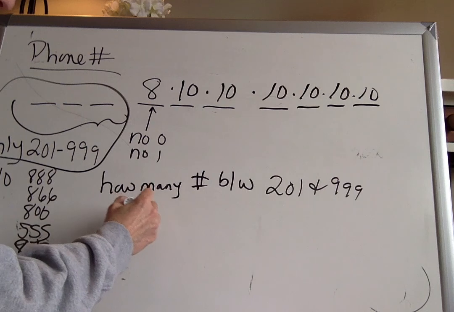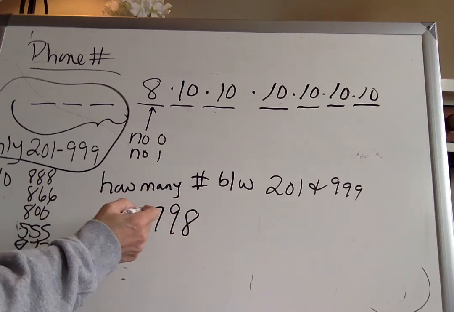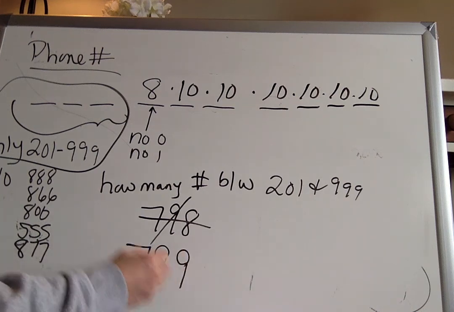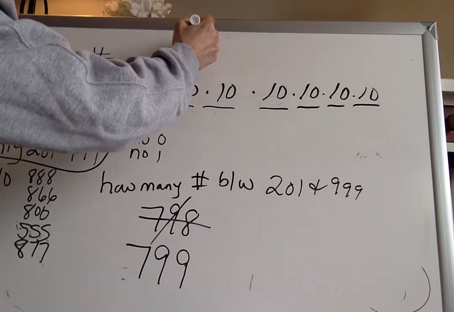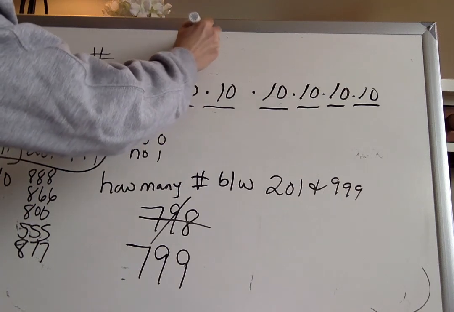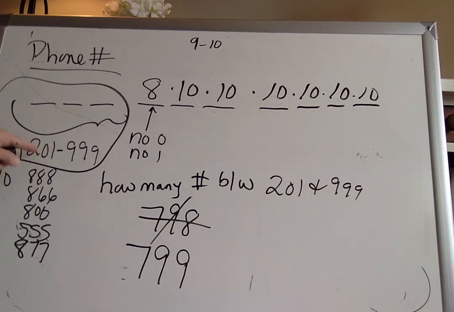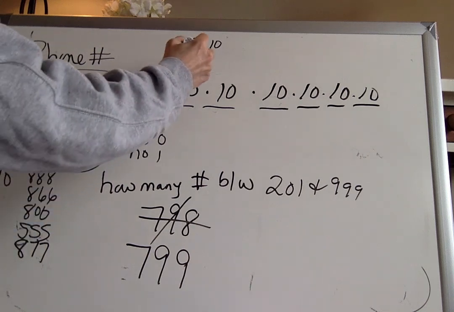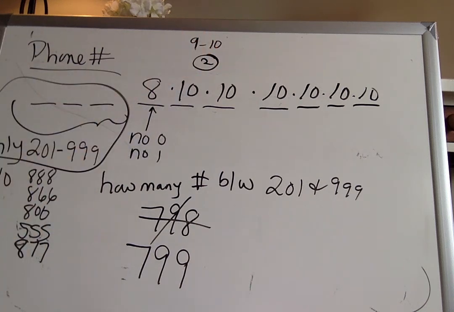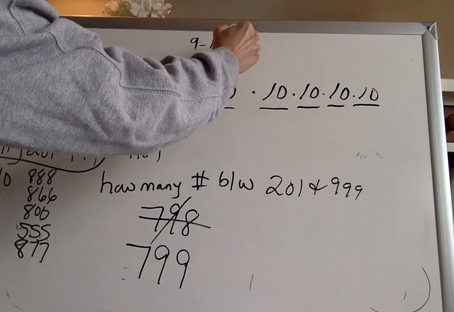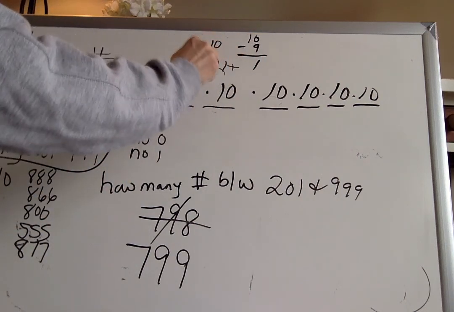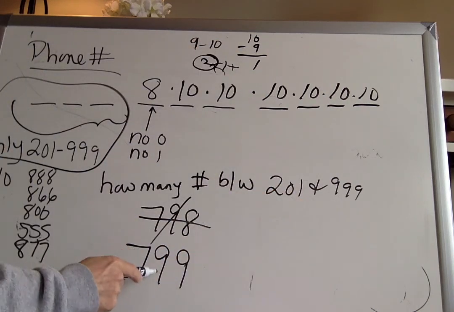Okay. Most students come back and say 798. And that is not correct. It's 799. Because think about it. If you're not convinced, how many numbers are between 9 and 10? Remember I said you could use that number and you could use that number. Well, there's 2 numbers, right? The number 9 and the number 10. But when you do the subtraction, you're only going to get 1. So you always have to add 1 to it. So it's not 798, it's 799.